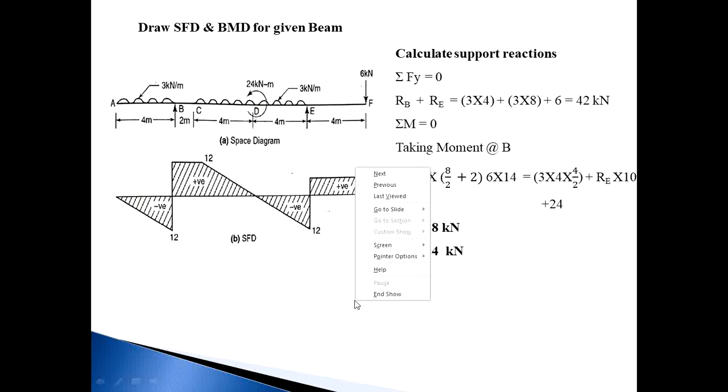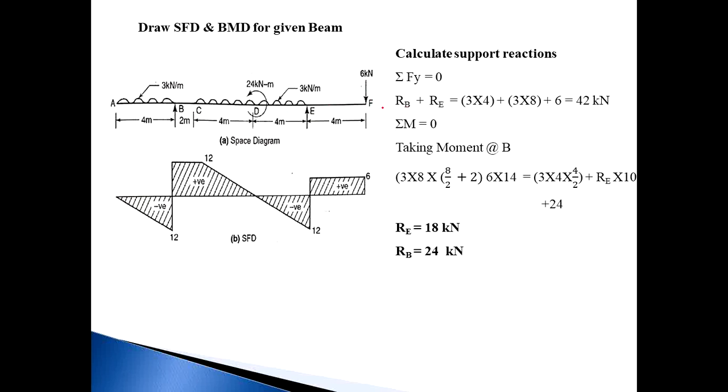First, summation Fy is equal to 0, upward force is equal to downward forces. In this beam, the total number of upward forces is 2, that is RB and RE, and the downward forces are the UDL for span AB, the UDL for span C to E, and the 6 kilonewton load.